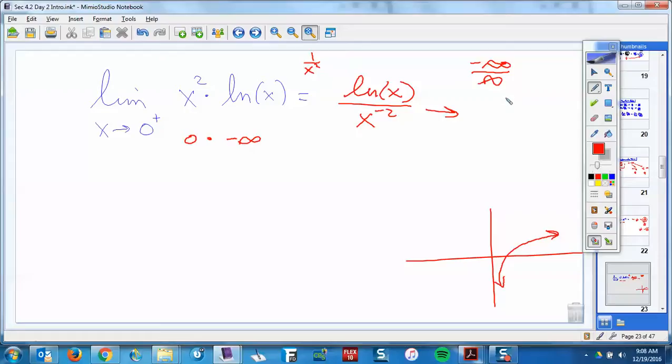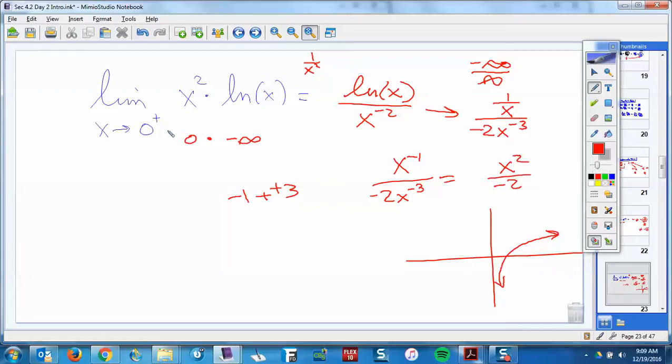So L'Hopital's rule would say the top is 1 over x, and the bottom is negative 2x to the negative 3. Now that's like this one we had a little bit ago where you can subtract powers. So let's rewrite the top. Top's x to the negative 1. This is negative 2x to the negative 3. So let's subtract those powers. Negative 1 subtract negative 3 is 2. So we end up with an x squared on top, basically, and a negative 2 on the bottom. Now what's that doing as x goes to 0? As x goes to 0, this is 0. 0 over negative 2, right?